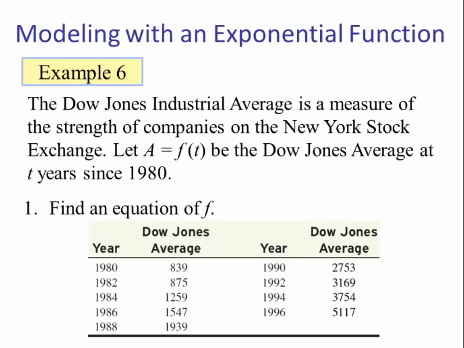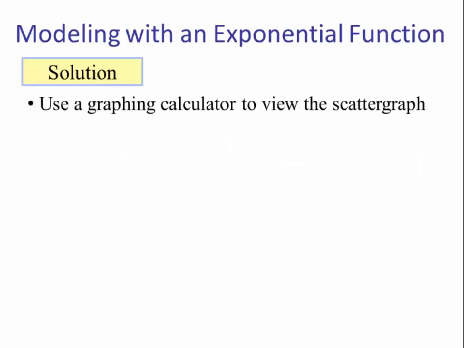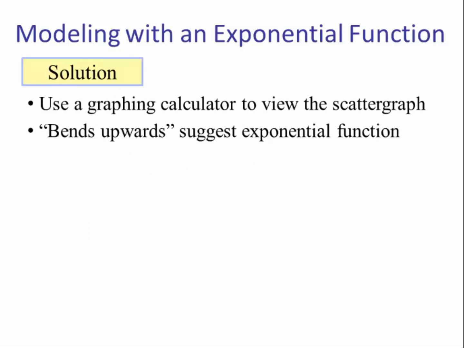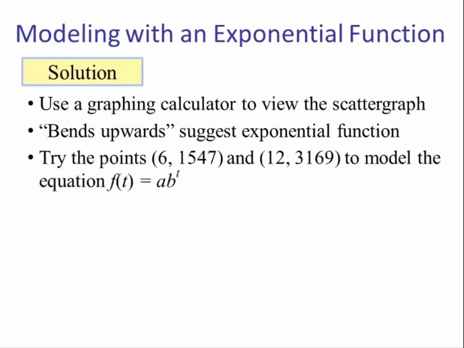In a future video, we will have data like this, and the graphing calculator will compute the exponential regression model. So first we want to look at the scattergram. Bends upward suggests an exponential function. We're going to use the points 6, 1547 and 12, 3169 to model the equation. Again, in a future video, we will allow the graphing calculator to compute the exponential model.